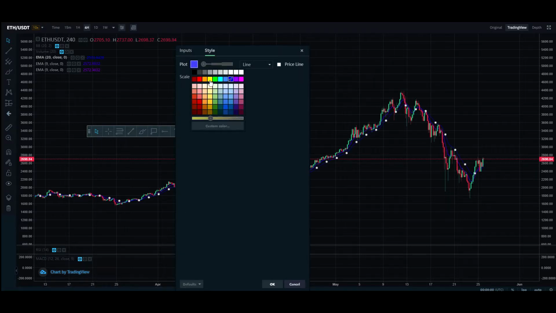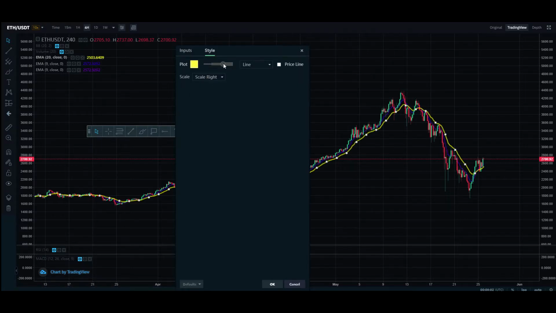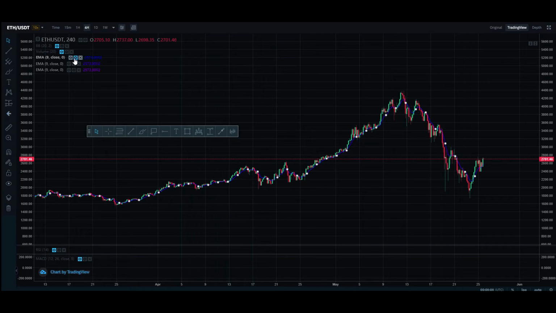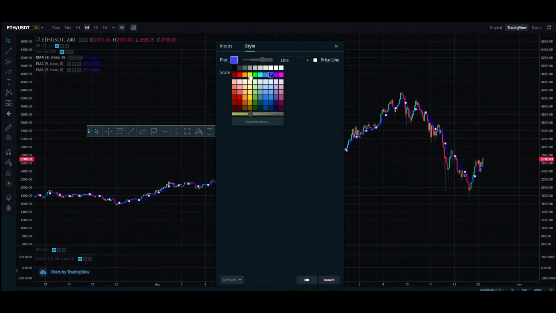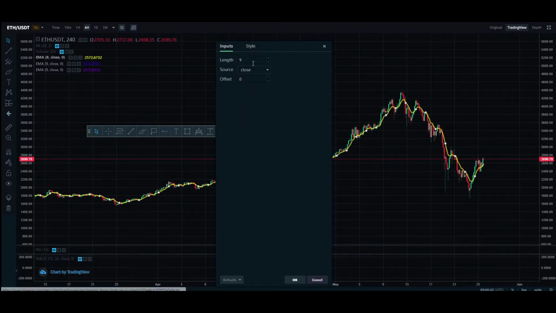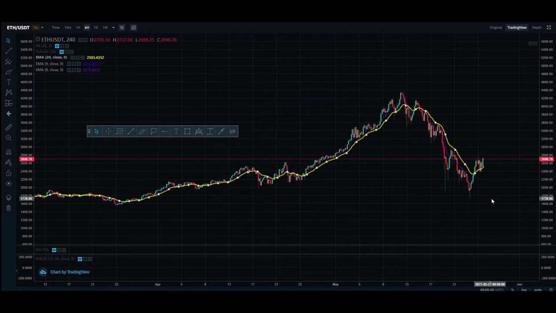Style, I have my 20 EMA as yellow, and I make it a bit thicker just so I can see it better. And then you press the cogs on. Did that apply? I do apologize, that didn't save the settings. You have to click OK over here. Only that way the settings will be saved. So once again, yellow, input length 20, and OK, there we go. Now we have our 20 EMA.